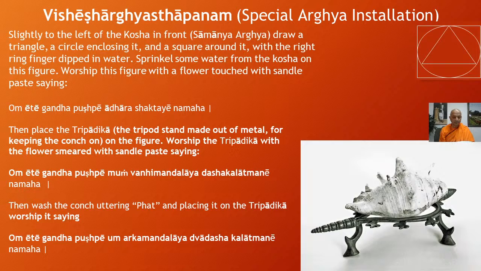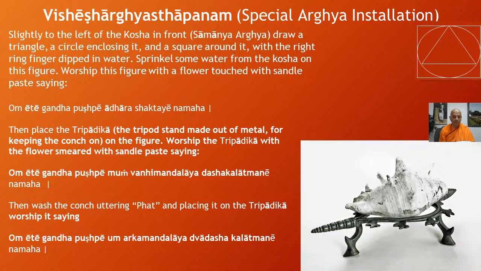So now then place the Tripadika, the tripod stand made out of metal for keeping the conch on the figure. Worship the Tripadika, that metal tripod, with a flower besmeared with sandal paste, saying, the mantra is also given there, Om Ete Gandha Pushpe. The Bija mantra is Mam Vanni Mandalaya Dashakalatmane Namaha. Now we shall learn to chant that mantra and teach you slowly.